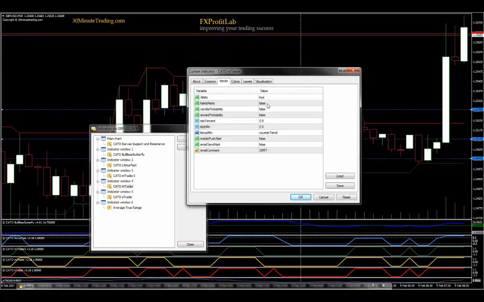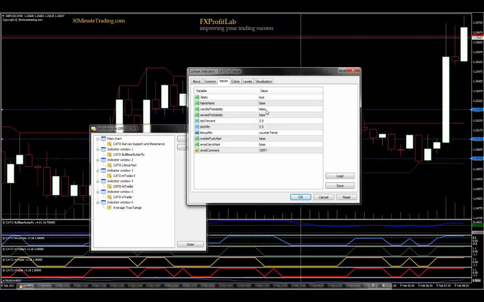Do I want the candle to be a high probability candle? I'm saying at the moment I don't mind, so that's false. But I could say I do mind, in which case that would be true. Do I want reward probability to be strong? And I've said I don't mind. I want to actually look at the alerts and make my own decisions.